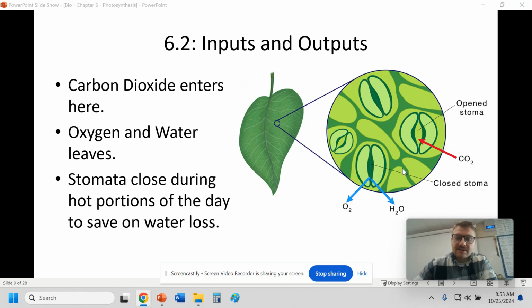This is where gas exchange occurs between the plant and the atmosphere, and they take in carbon dioxide and let out oxygen. This is kind of the opposite of what we do. We take in oxygen, but we breathe out carbon dioxide. The plants do the opposite. They take in carbon dioxide and breathe out oxygen.